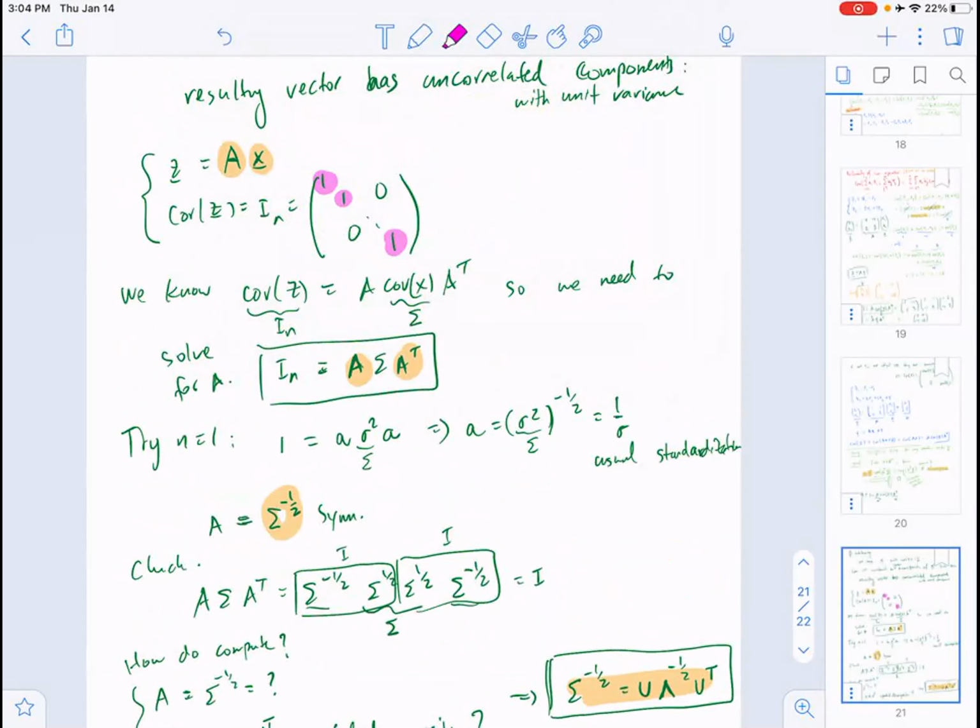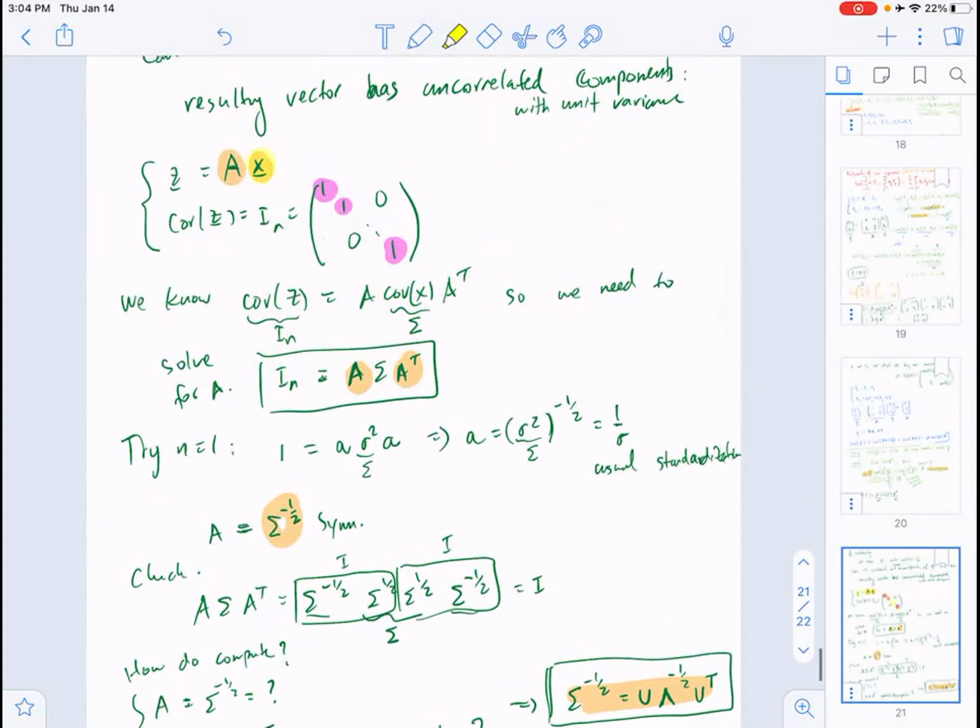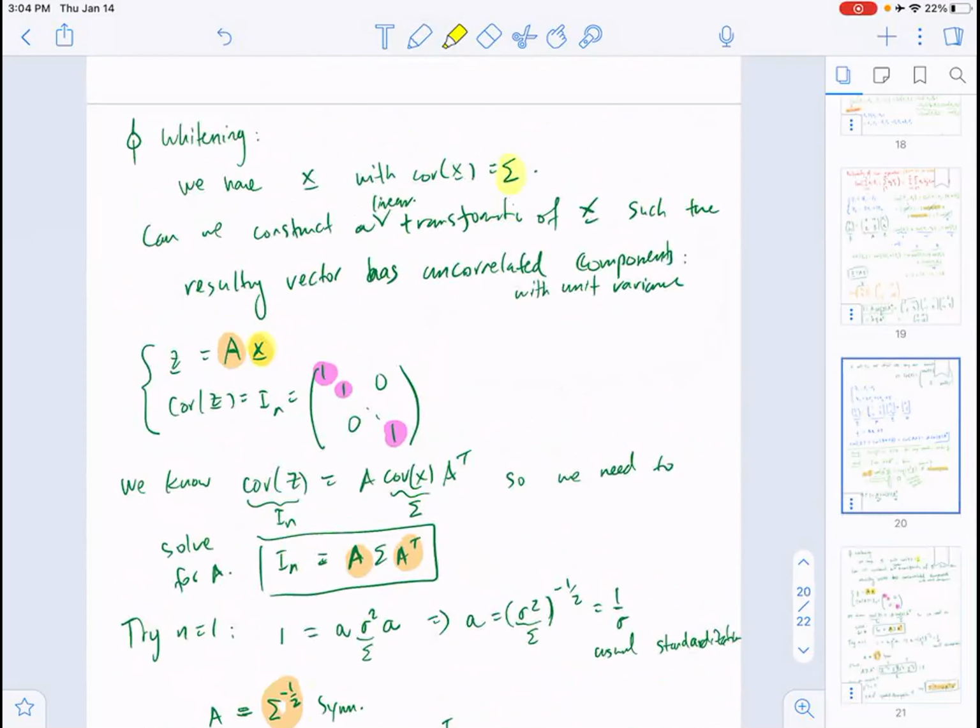Does that make sense? Yeah, Professor. Just to double check, so we are given a Z, or are we given an X? No, we are given X. What we want to do is come up with A such that the resulting Z has this covariance matrix. You're given X, which has this covariance matrix sigma, and you want to construct A such that when you form Z, A times X, the covariance is identity. Okay, that makes sense.